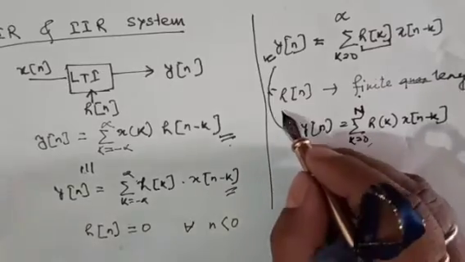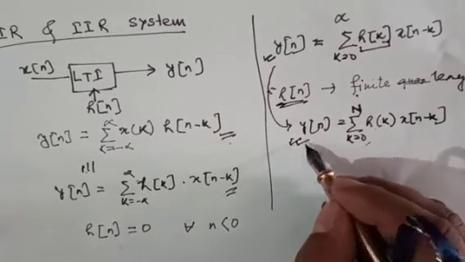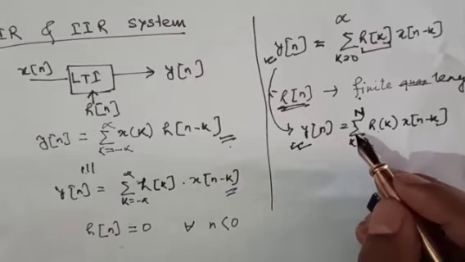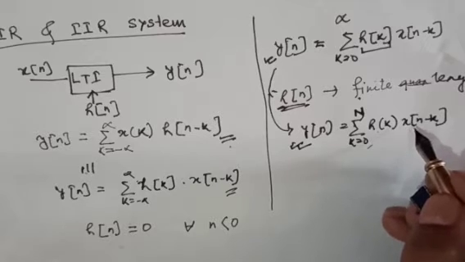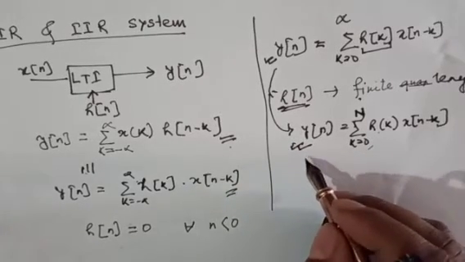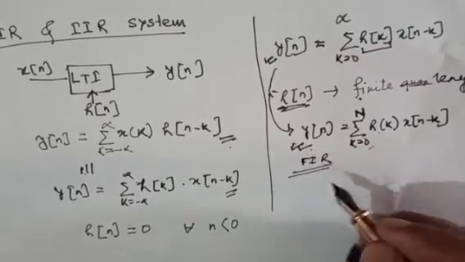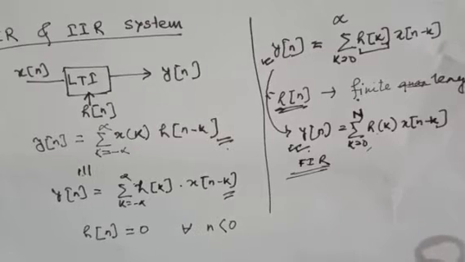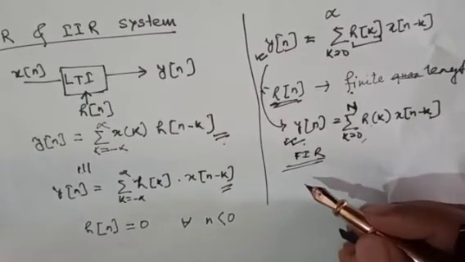So in this case, since my h of n is finite, the output or response y of n is the sum from 0 to N of h of k x of n minus k. In that case, this system is called an FIR system, a finite impulse response system, since the impulse response h of n is finite.